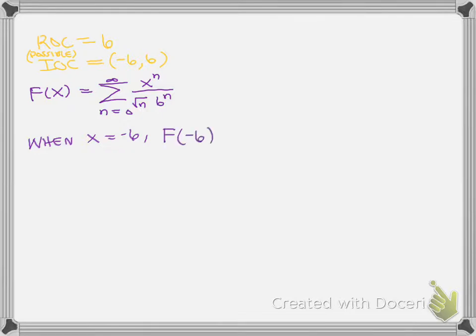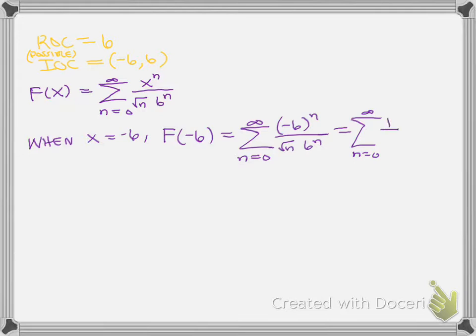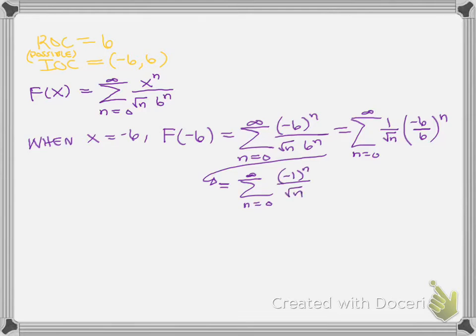So f of negative 6 will equal negative 6 to the n over the square root of n times 6 to the n. And now you have to think about properties of exponents. We can rewrite this as, and I'm going to do it in 2 steps, although you really can do it in 1, 1 over the square root of n times negative 6 over 6 to the n, right? Well, that just simplifies. So that simplifies to the sum from n equals 1 to infinity of negative 1 to the n over the square root of n, right? And so that's what that simplifies to.